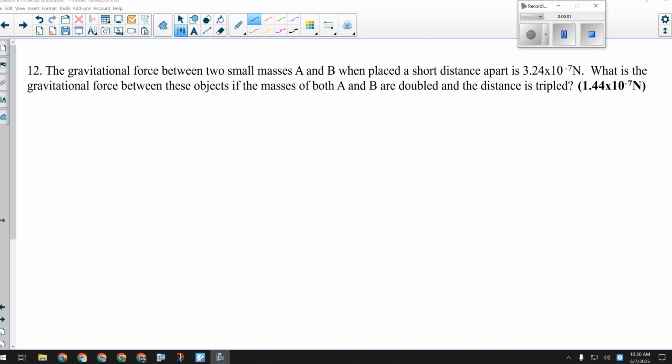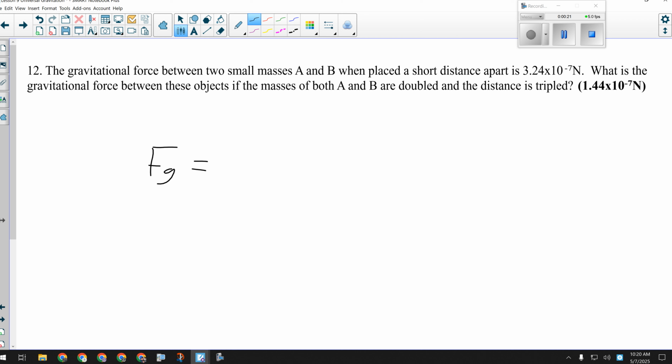Okay. Trick with 12 is this. In the first situation, they actually tell me what the gravitational attractive force between these two unknown masses is. Okay? They also don't tell me how far apart they are. There's virtually nothing in this question that's useful, except what they tell me in the second part.